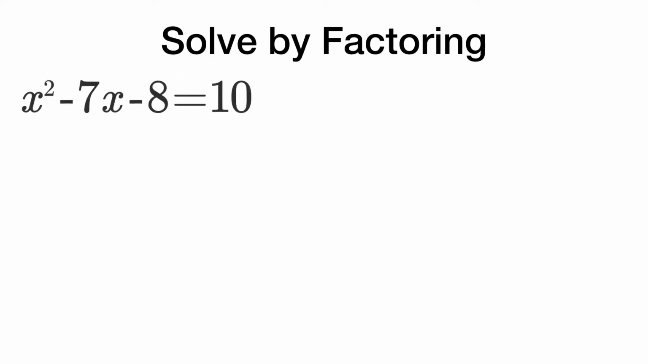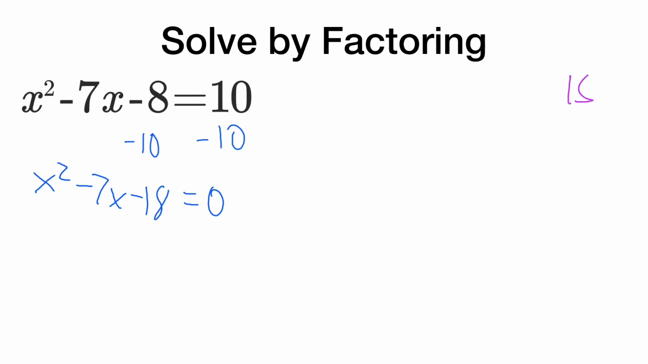What we have here is x squared minus 7x minus 8 equals 10. So like I said, the first step is always to go and set it equal to 0. So I'm subtracting 10 from both sides. So at that point we have x squared minus 7x minus 18 equals 0. So now I'm going to factor out the number 18. 18 factors out to be 1 and 18, 2 and 9, and 3 and 6.